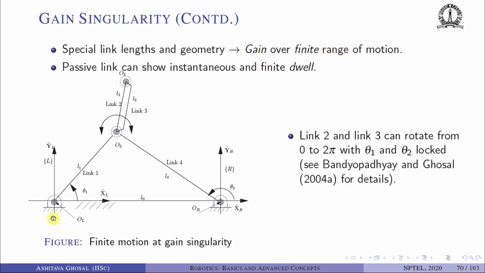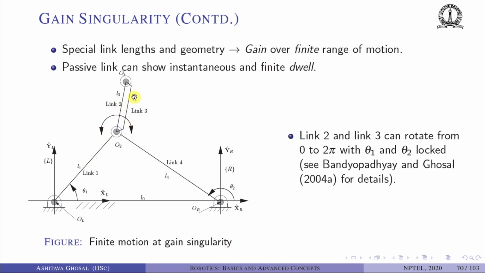This is an example of a 5-bar mechanism. So this is theta 1, theta 2. A 5-bar mechanism has 2 degrees of freedom. You can show, there are 1, 2, 3, 4, and 5 joints. There is link L1, L2, L3, L4, and one L0. For a special link length, L2 is equal to L3, and the geometry is such that L1, L4, and L0 form a triangle, and L2 is equal to L3.